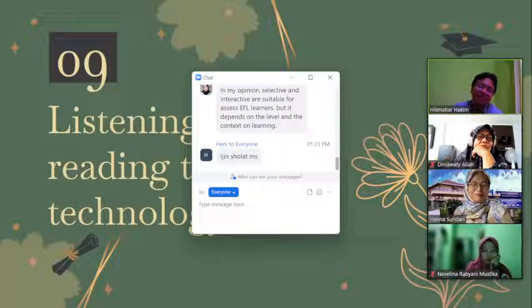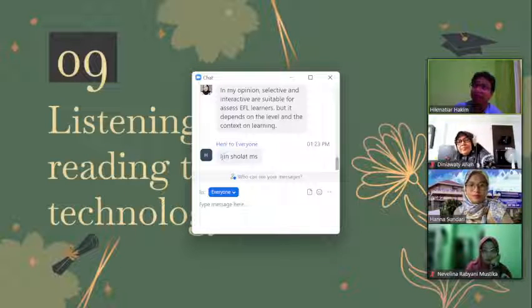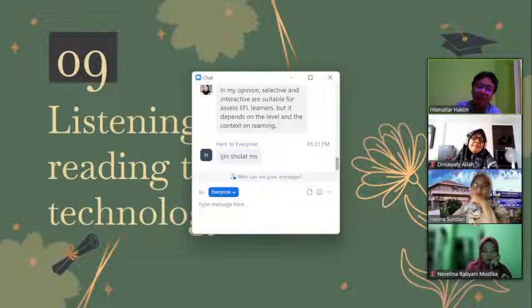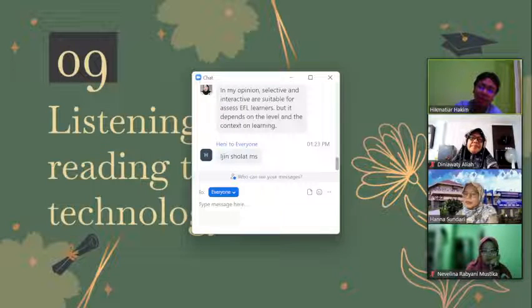Listening test and reading test with technology. As mentioned before by Miss Hannah in our first meeting, the teaching and learning are the first ones developing with the technology. So the teaching and learning develop first, and then the assessment follows behind.